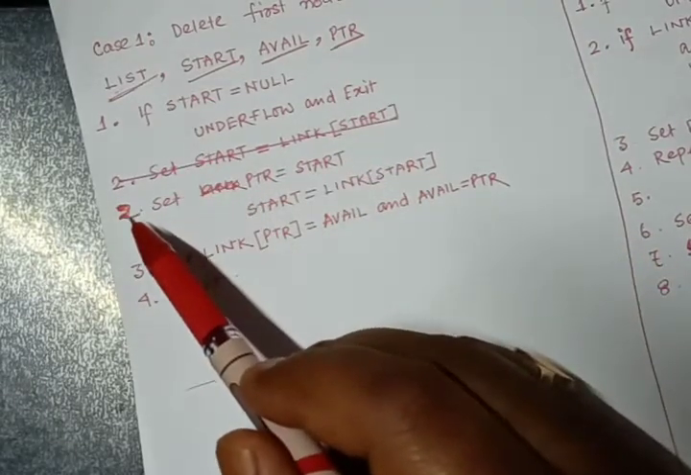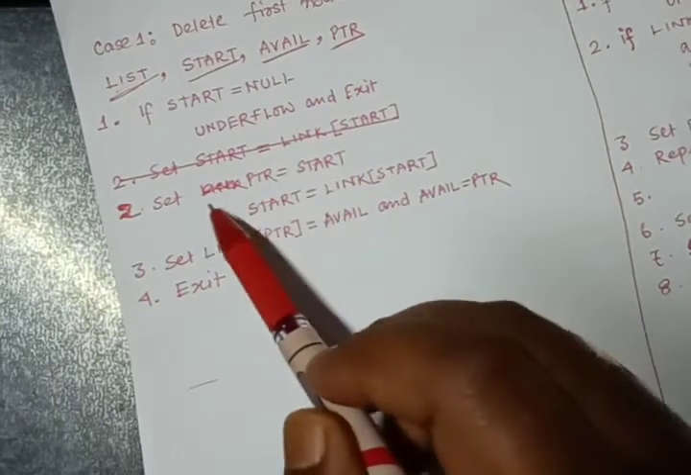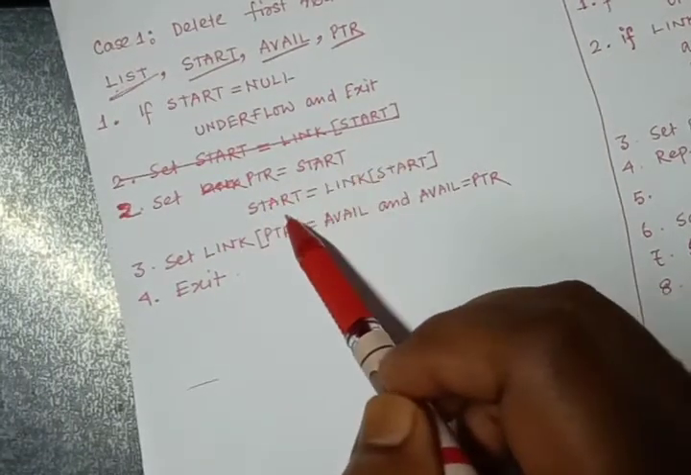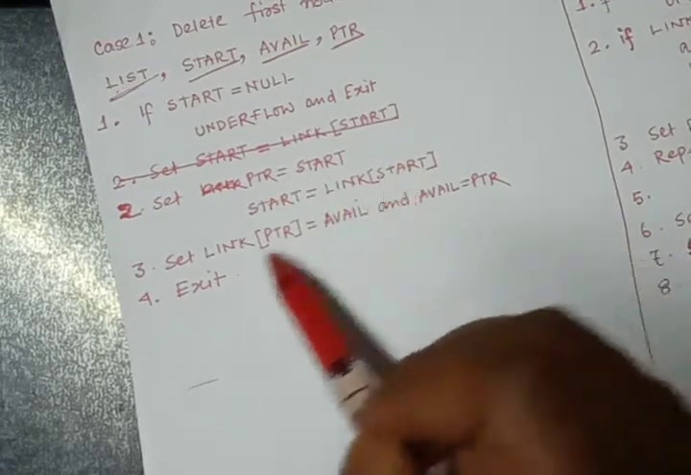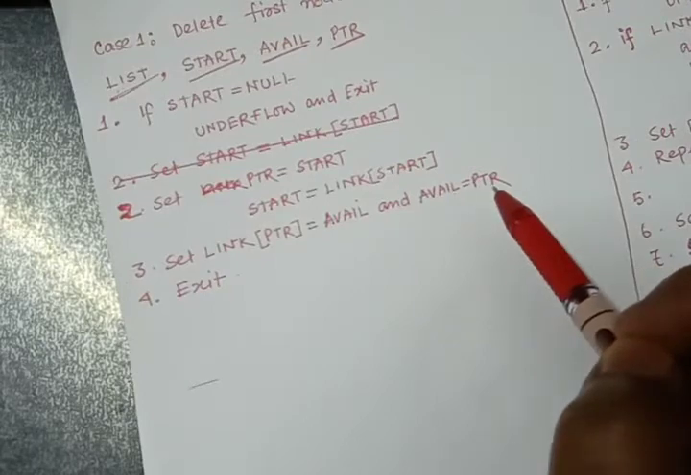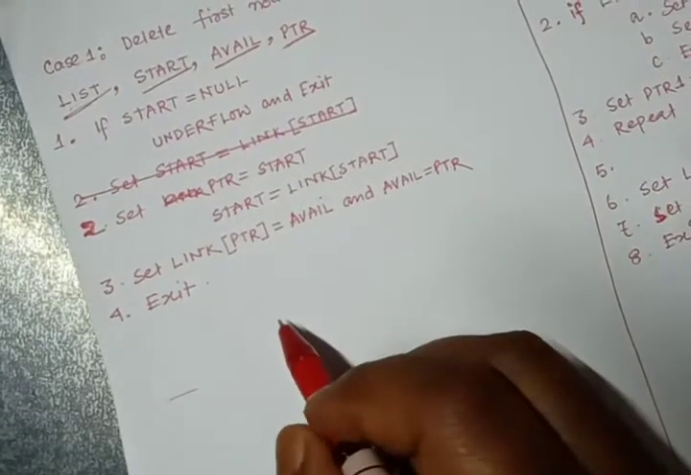Okay, step 2, that is if start is not equal to null, then what you have to set? You have to set ptr equal to start and start equal to link of start, and then set link of ptr equal to avail and avail equal to ptr, then exit. Now how does this algorithm work?